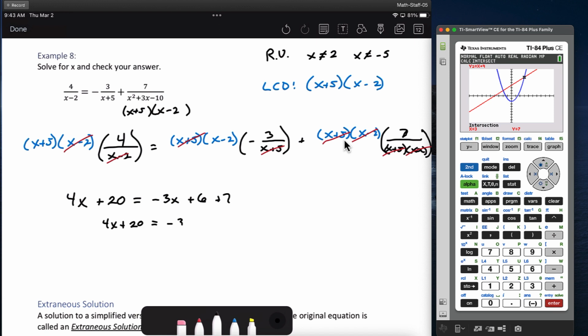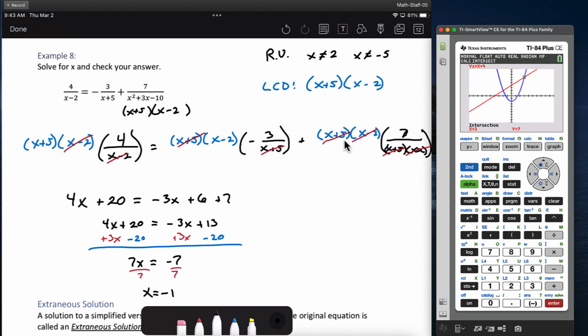So we get negative 3x plus 13. And here we want to put all our variables on the left. So we're going to add 3x to both sides. Move our variables, move our constants to the right side. Now we get 7x equals negative 7. Divide by 7, and x is negative 1.